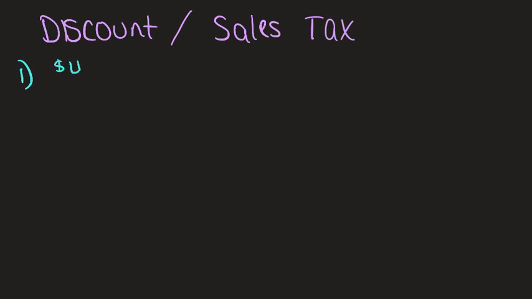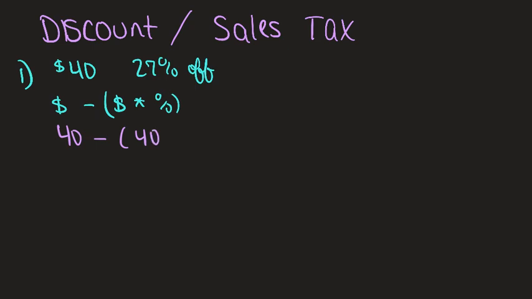So you have a $40 item that is going to be 27% off. So we're going to take the price minus the price times the percent. Push some buttons. The video will pause and you type in your answer. Okay, so you should have pushed the buttons of 40 minus 40 times 0.27.